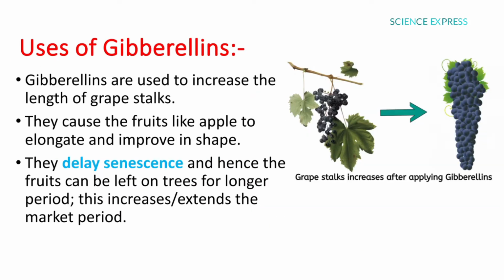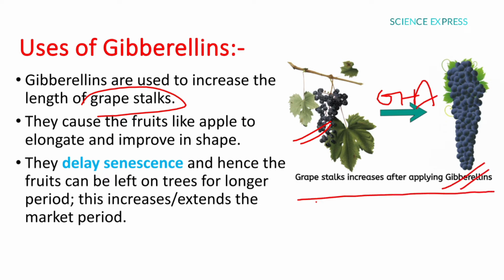Now let's discuss the uses of gibberellin. Gibberellins are used to increase the length of grape stalk. Here we can see the result before applying the gibberellin and after applying gibberellic acid. Clear? The grape stalk increases after applying gibberellins.